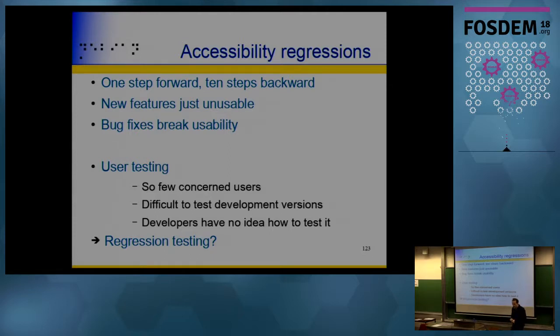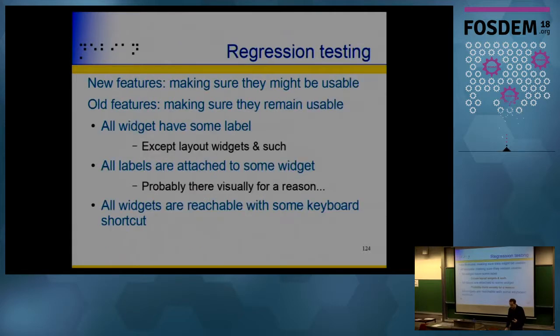And user testing doesn't work, because there aren't so many concerned users, and it's difficult for them to test the development versions of your software. And the developers themselves don't have any idea how to actually fix it, because they are not accessibility experts. So how to test this? What should be done? Regression testing could be an idea to make them learn progressively.